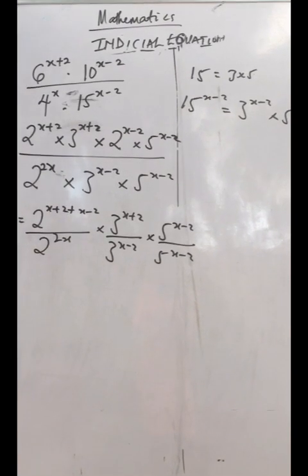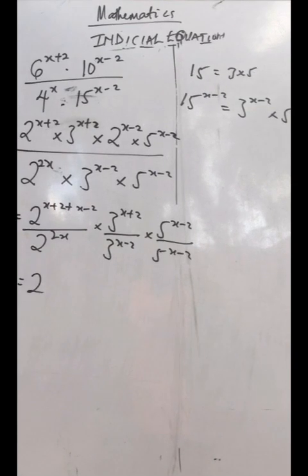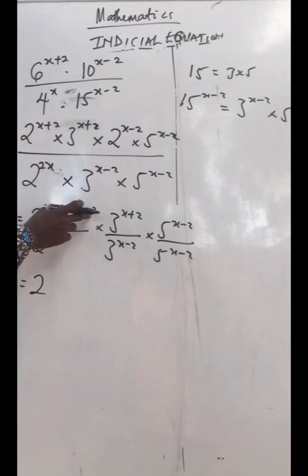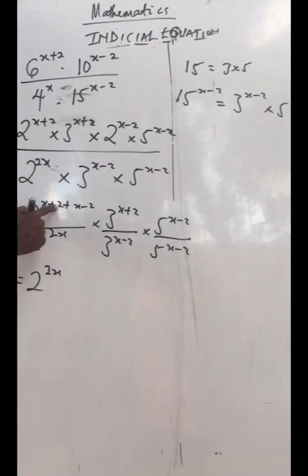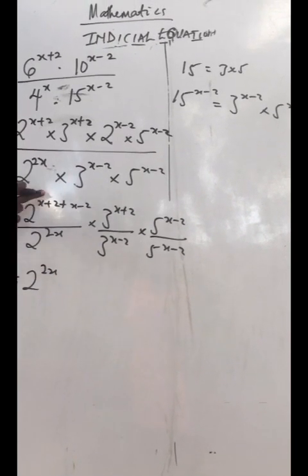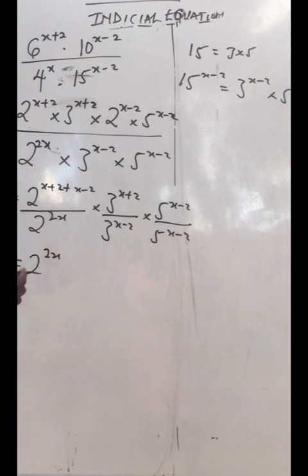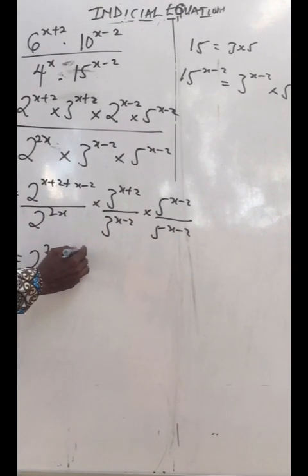So from here, look at these two things now. What do we end up having here? So we have 2 raised to the power, now x plus x is 2x. 2 minus 2 is 0. It's out of it. So we are going to be having 2 raised to the power 2x. Now remember, there's a division sign here, and division guarantees you to subtract.